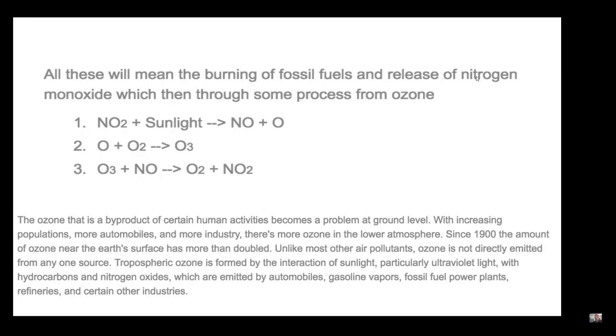Unlike most other air pollutants, ozone is not directly emitted from any one source, right? It's not a primary source. It's a secondary pollutant, right? Tropospheric ozone is formed by the interaction of sunlight, particularly ultraviolet light, with hydrocarbons and nitrogen oxide, which then are emitted by automobiles, gasoline vapors, fossil fuel power plants, refineries, and certain other industries.